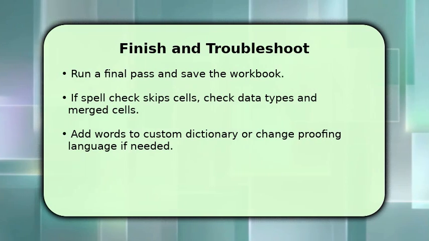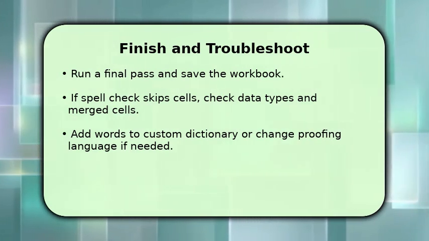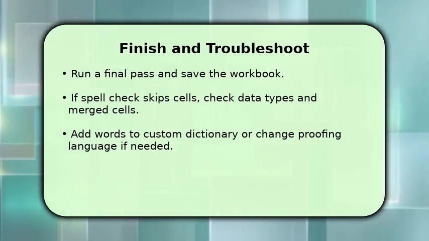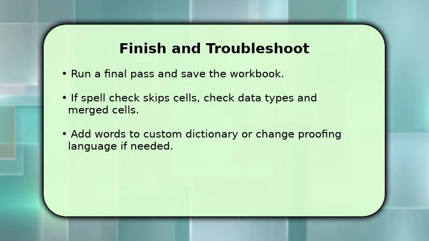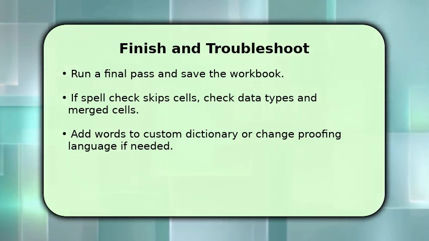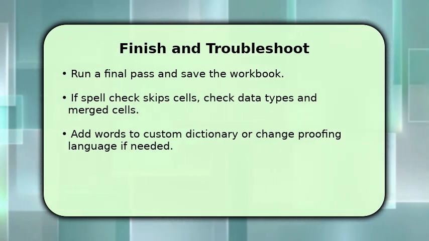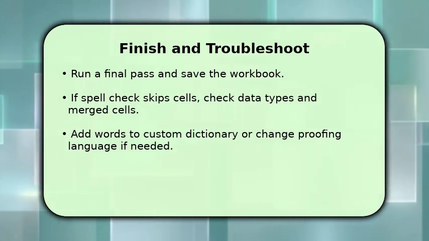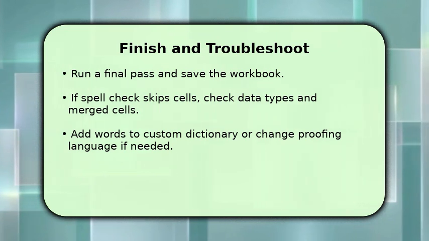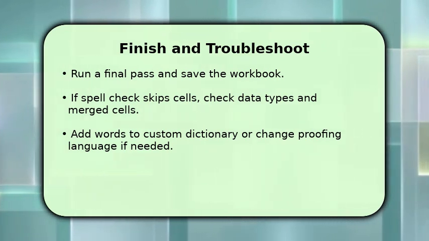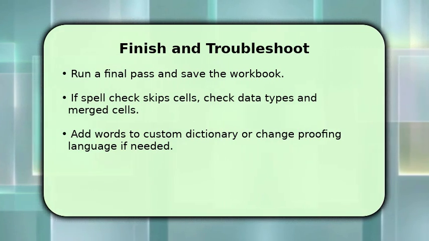If Excel seems to skip cells, make sure those cells are formatted as text or general, unmerge any merged cells, and verify they are not locked or protected. Protected sheets can prevent checks. If a word is repeatedly flagged but correct, add it to your custom dictionary or adjust the proofing language to match regional spellings. That solves most issues and keeps your sheet clean.